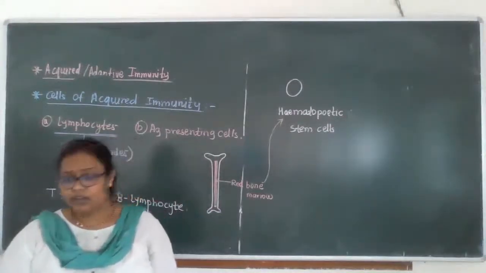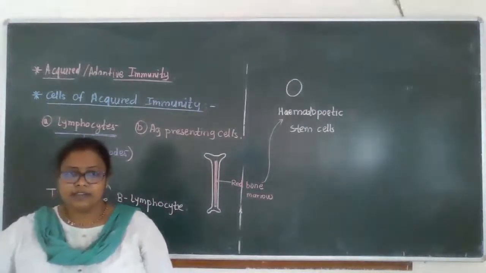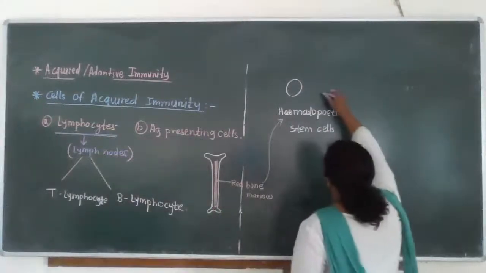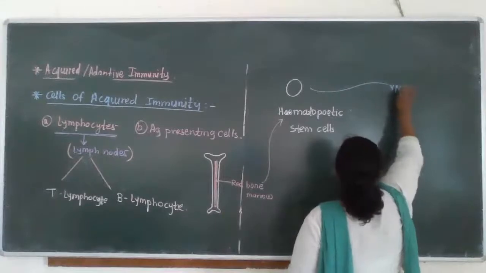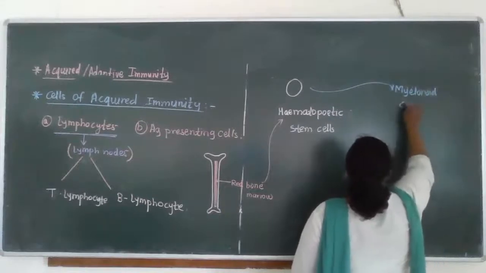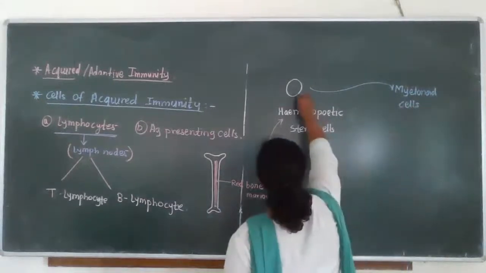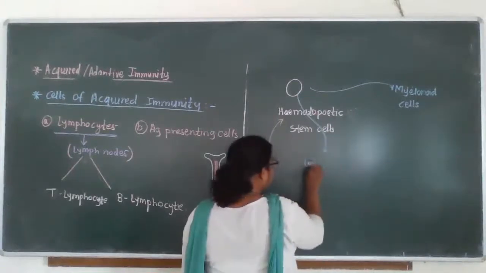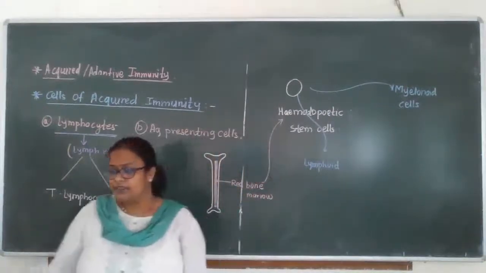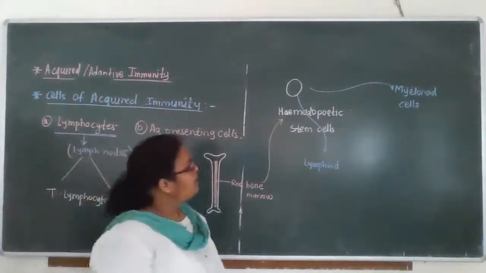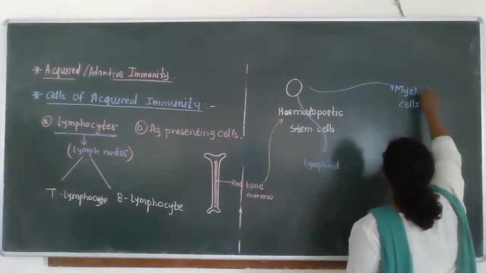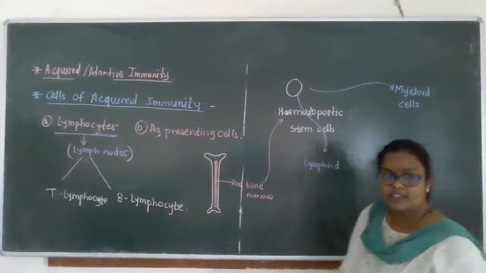These hematopoietic stem cells, during blood formation, that means hemopoiesis, the formation of blood, get divided into two types: myeloid cells and lymphoid cells.